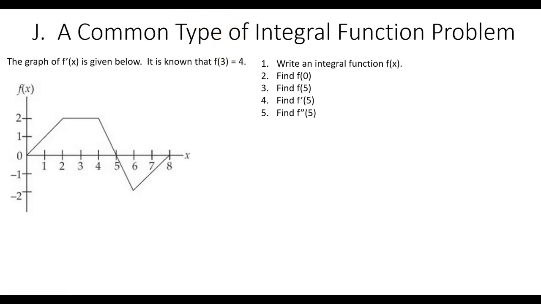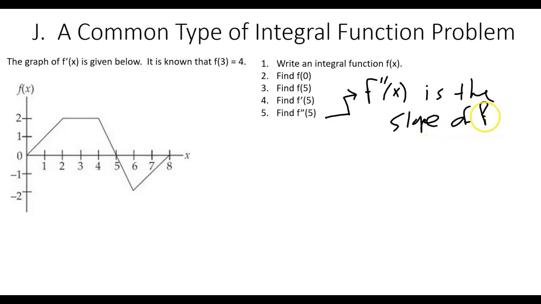Let's find f double prime of 5. All right, so for this one, I would add a little note here. F double prime of x is the slope of f prime. In other words, it's the slope of our graph. So I want to find where 5 is at on my curve, and I want to find the slope of that line. Okay, so what is the slope of that line?